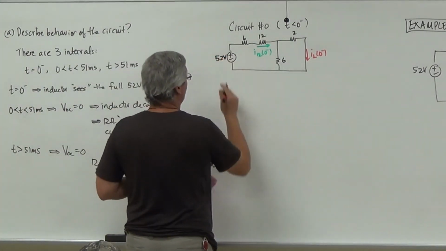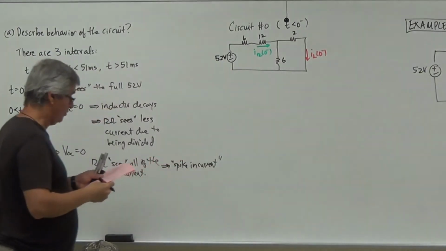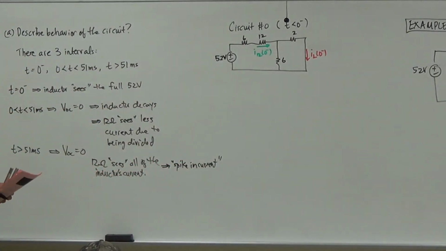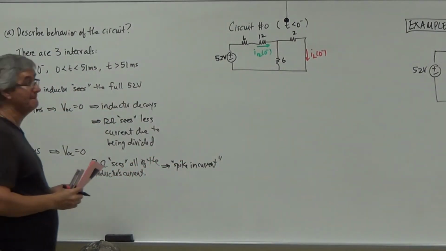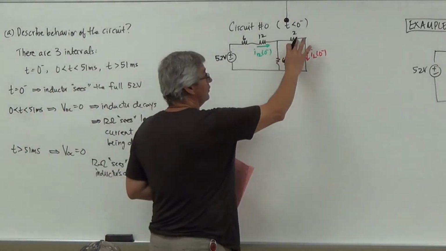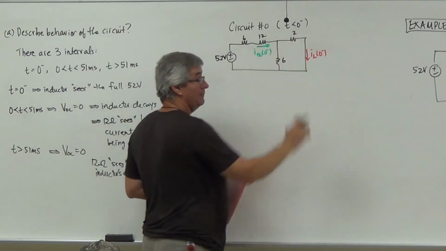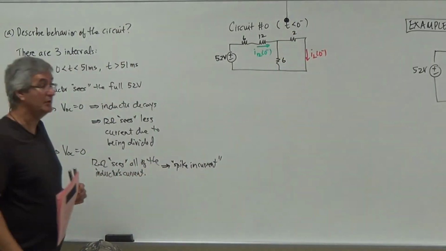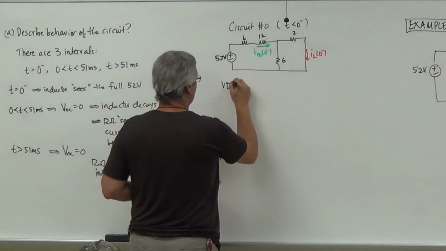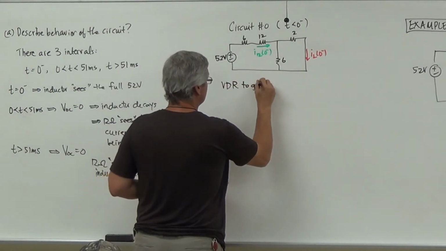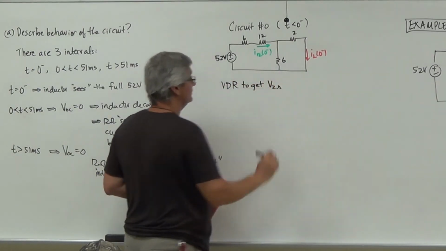The first thing that I'm going to do here is that there's a couple of ways to solve for this. What would I probably do? I'd probably use voltage divider rule. So I would get the voltage across this guy right here, and then I would calculate the current by dividing by 2 ohms. So I'm going to use VDR to get the voltage of the 2 ohm resistor.